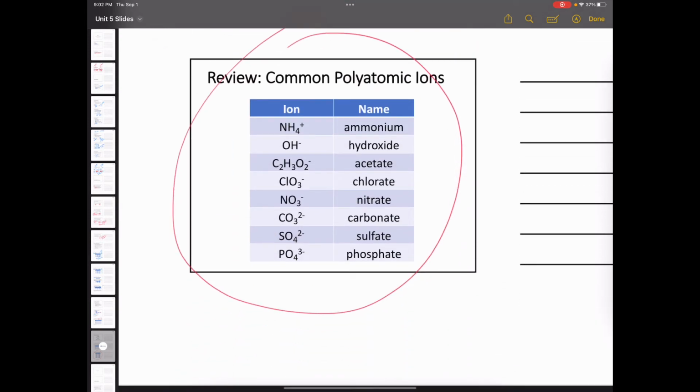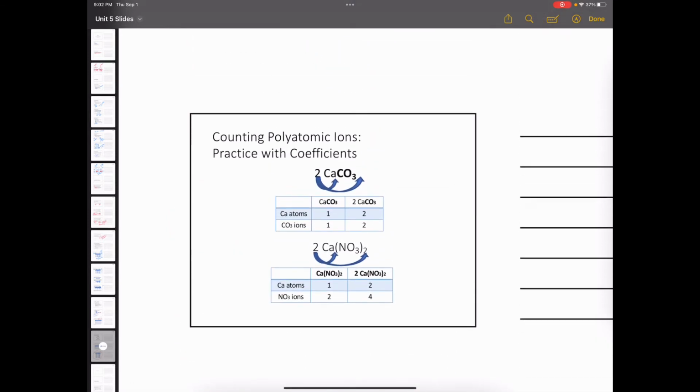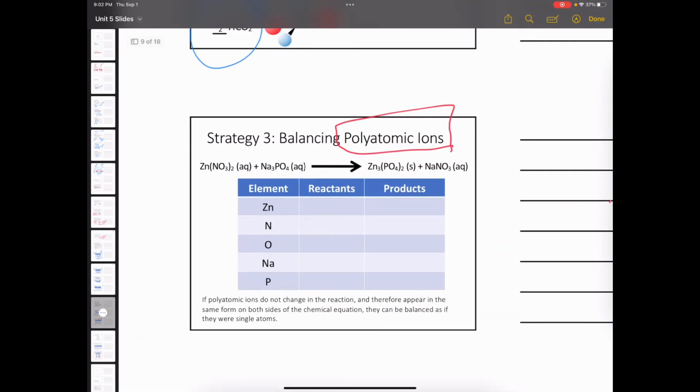And here's the list of our polyatomic ions. At this point, I expect everybody to know the name as well as the structure for these polyatomic ions, because in the next exam, I'm not going to be providing this list to you. You should know the names and the molecular structure.